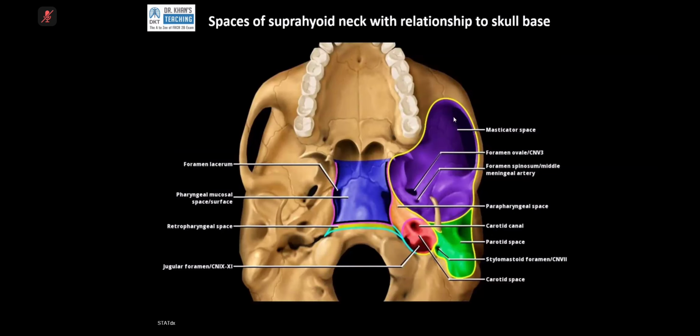Now, view from downside, and this diagram tells you what are the spaces which are touching the base of the skull. What does it tell you? That pathology sitting below can go into the intracranial cavity. One of them is masticator space. That is why it was known as infratemporal, but now we use the word masticator space. This is foramen ovale. This is foramen spinosum. Now, this is the parotid space which goes into the stylomastoid foramen. Of course, the carotid canal and the jugular foramen are there.